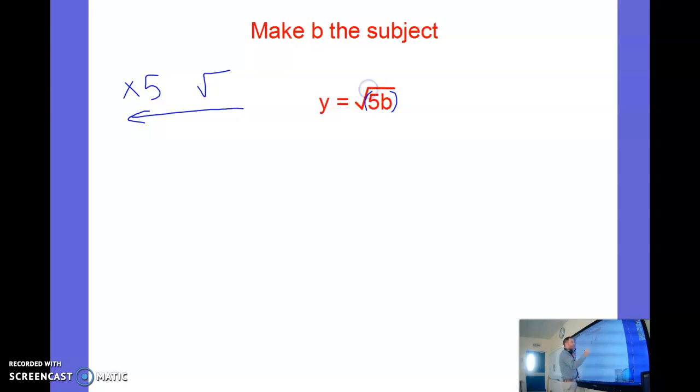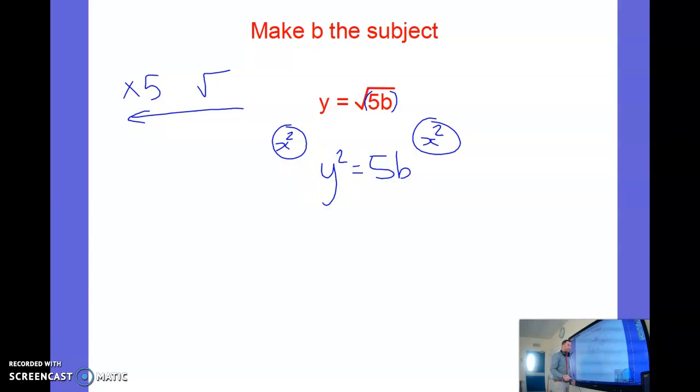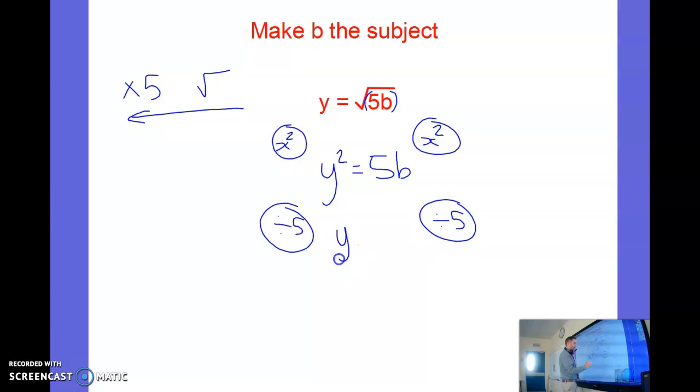So get rid of this square root. I'm going to square both sides. I'm not sure how you draw a little square symbol. Let's put x squared. Why not? y squared equals 5b. Final step, get b on its own, is to divide by 5. Divide by 5. And we get y squared divided by 5 equals b. b is on one side, it's now the subject.